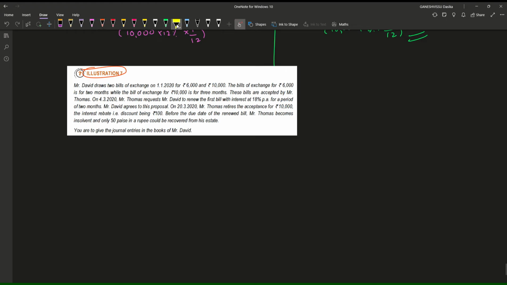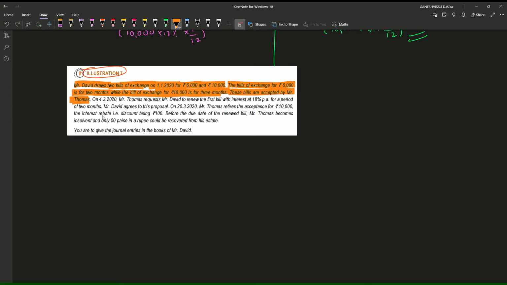Let me highlight with this marker. Mr. David draws 2 bills of exchange on 1/1/2020 for 6,000 rupees and 10,000 rupees. The bill of 6,000 rupees is for 2 months, while the bill of 10,000 is for 3 months. These bills are accepted by Mr. Thomas. So David is drawing 2 bills of exchange for 6,000 and 10,000 rupees on Thomas on 1/1/2020. The first bill is for 2 months and the second bill is for 3 months.